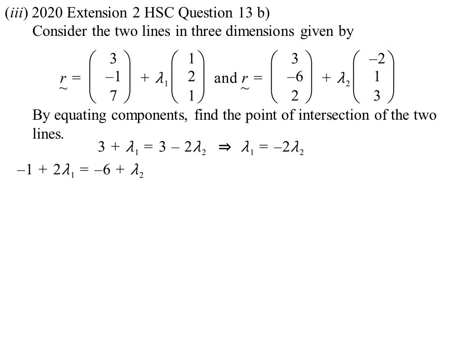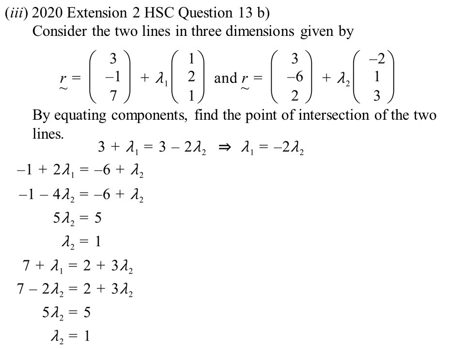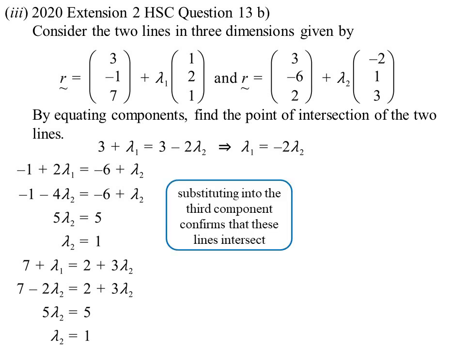If I now read across the y ones, I get minus 1 plus 2 lambda 1 is minus 6 plus lambda 2. But we just said lambda 1 was minus 2 lambda 2, so I can rewrite that. Lambda 2 is 1. The z ones, because remember, all 3 have got to be the same. Z is 7 plus lambda 1, but it's also 2 plus 3 lambda 2. Oh look, it does turn out to be 1 as well. Just be careful of that. The reason I put it into the third one is to confirm that the lines intersect.